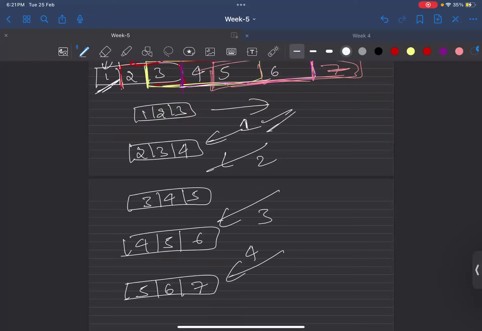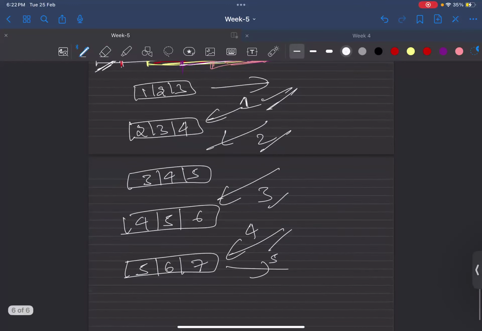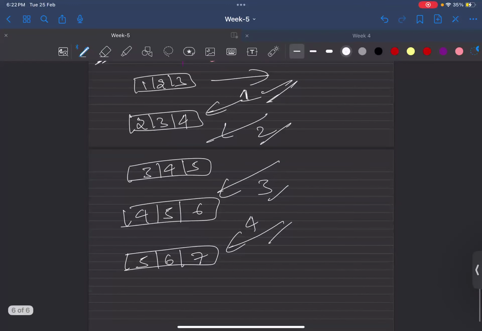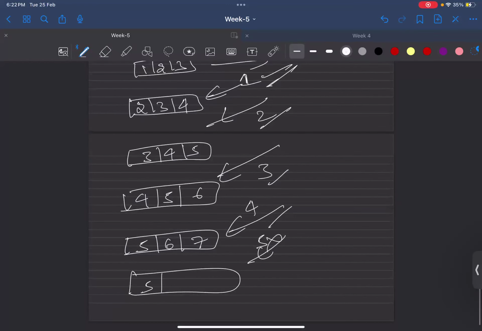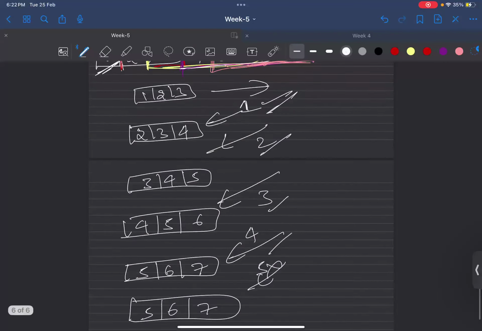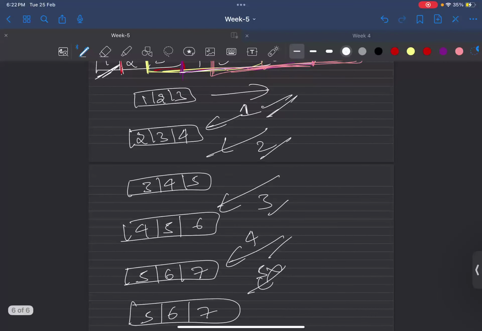No, ma'am. So now 1, 2, 3, 4, I got the acknowledgement, but the fifth packet was lost while going. So I didn't get the acknowledgement. So when I didn't receive the fifth packet acknowledgement, I have to retransmit again the fifth, sixth, seventh. Is it clear? Yes, ma'am. Got it, ma'am.